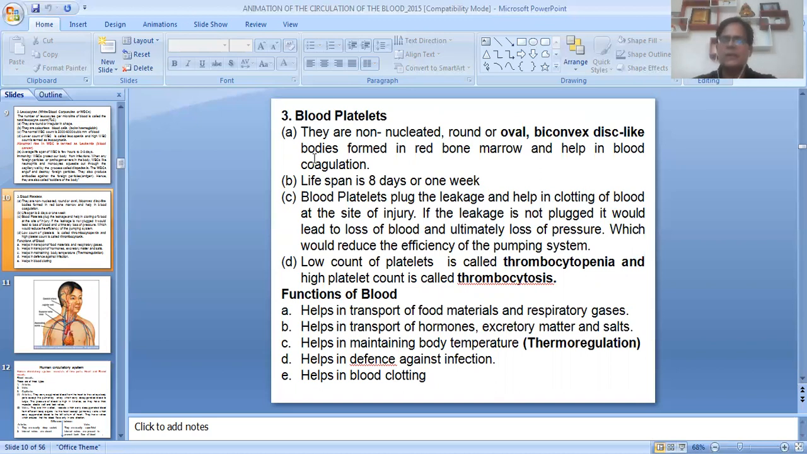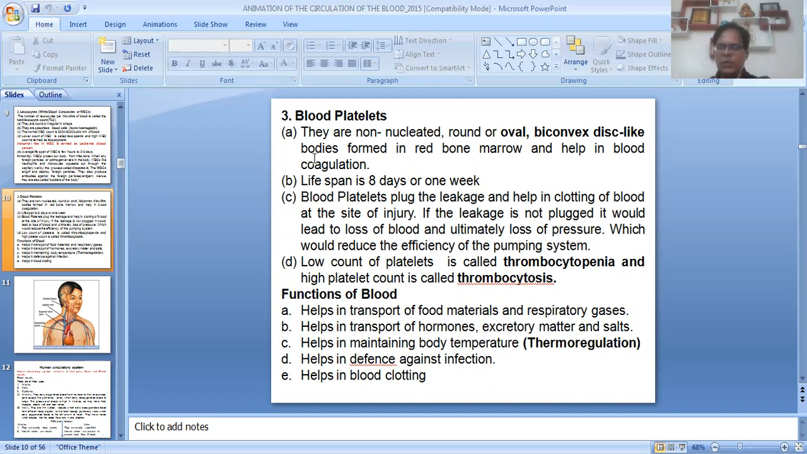Generally, when there are several diseases, like mosquito bites, platelets go up or down. A low count of platelets is called thrombocytopenia, and a high platelet count is called thrombocytosis.